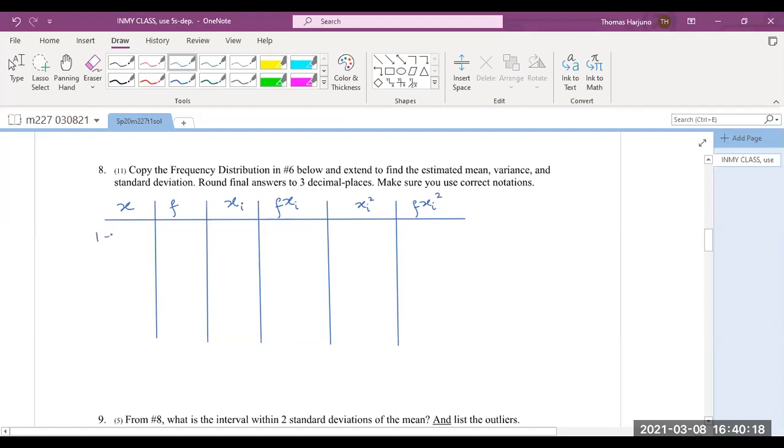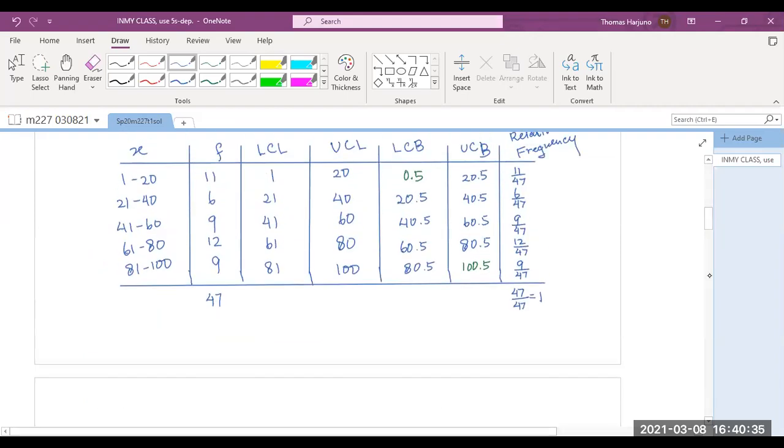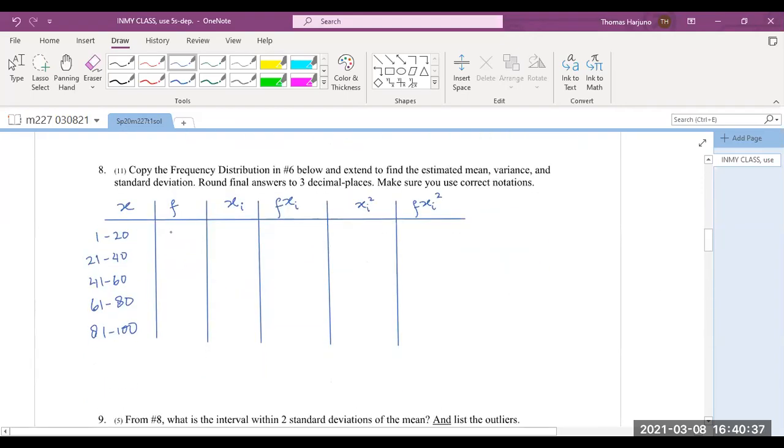The classes 1 to 20, 21 to 40, 41 to 60, 61 to 80, and then 81 to 100. The frequencies were 11, 6, 9, 12, 9.